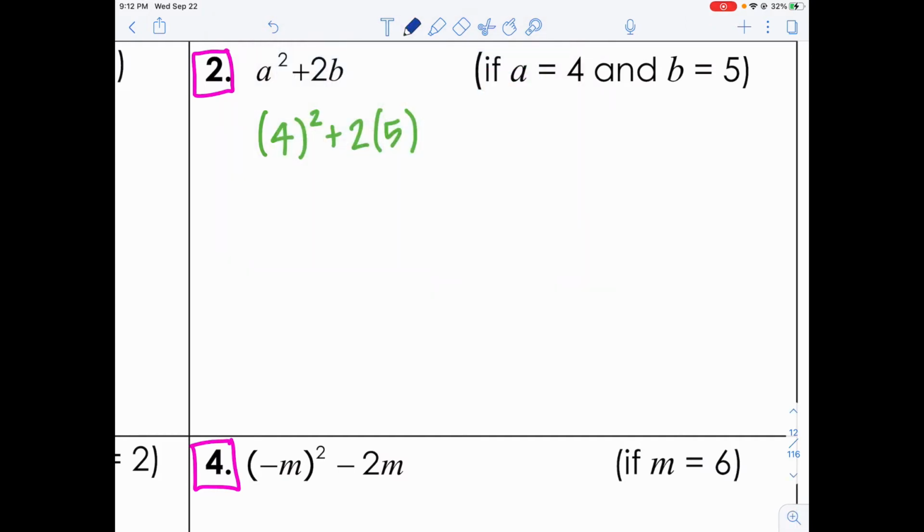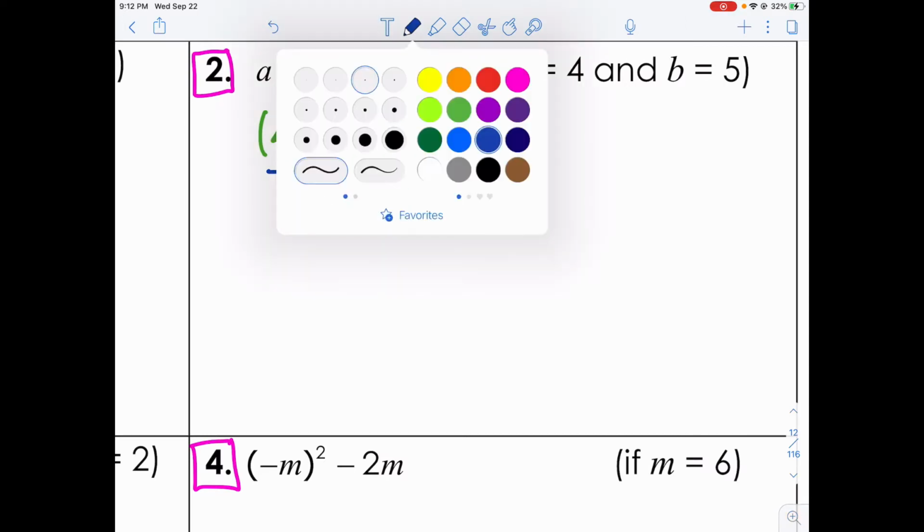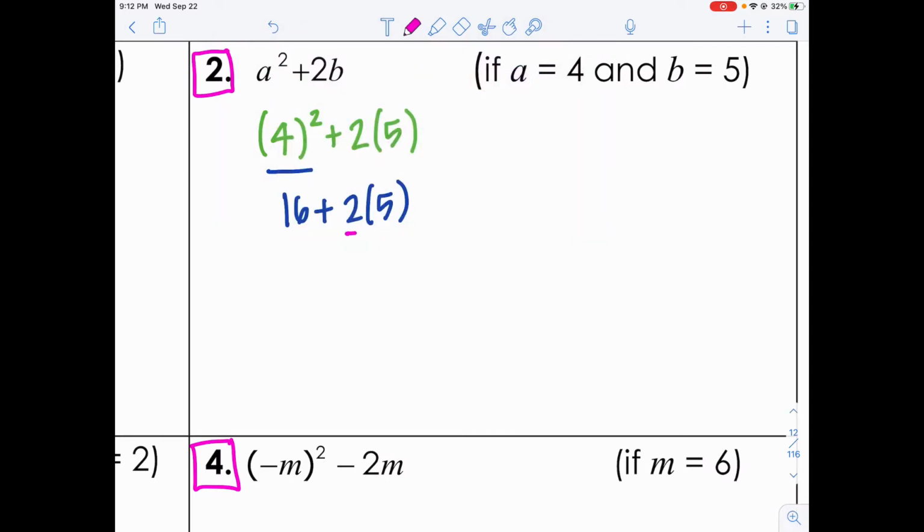Following our order of operations, I have to do exponents before I can do addition or multiplication. So exponent here, 4 squared, remember that is 4 times 4, and 4 times 4 is 16, plus bringing down what I have not used. Now, order of operations tells me to do multiplication before I do addition. 2 times 5 is 10, bringing down what I have not used. 16 plus 10 is 26.